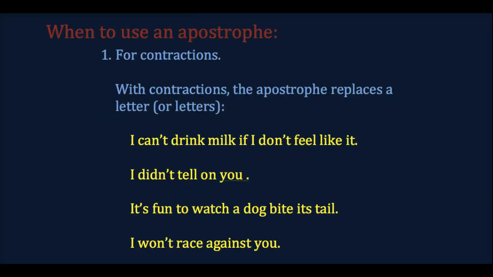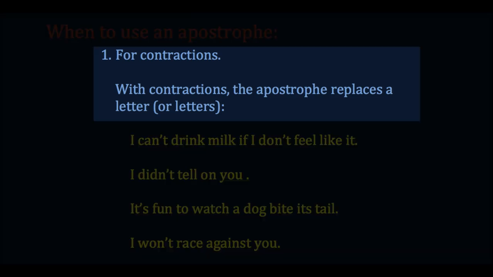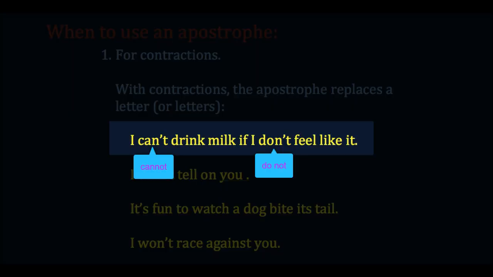Okay, so let's move on to the nuts and bolts. When do you use an apostrophe? Well, there are 3 occasions. The first one is for contractions. With contractions, the apostrophe replaces a letter or sometimes more than a letter, like I can't drink milk. You're saying I cannot, but you're getting rid of that N and O and replacing it with the apostrophe.